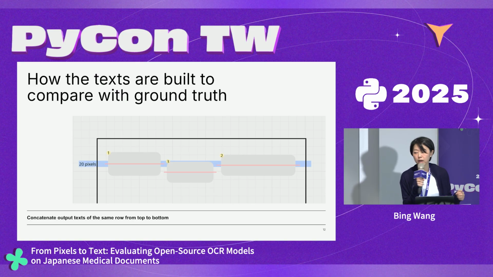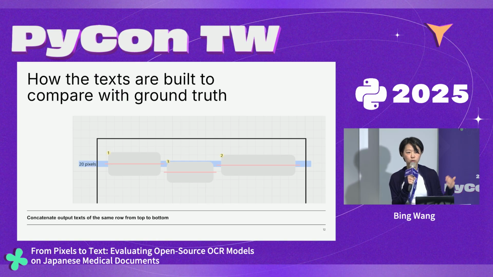This is the algorithm that we came up with in the end. What we will do is, when we get the OCR results, usually you will find a list of rectangle boxes with content in it.